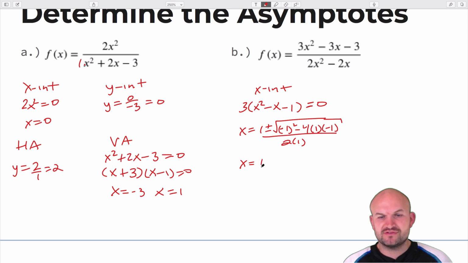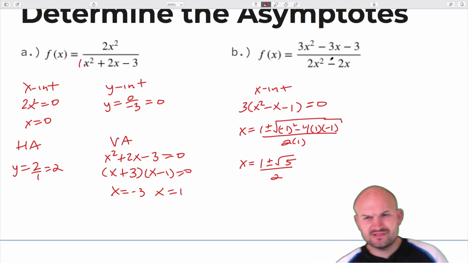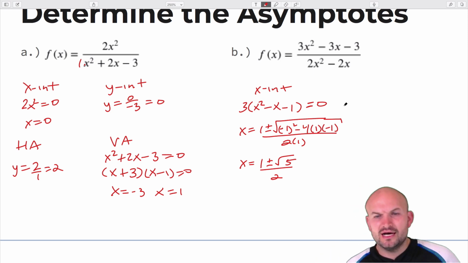That's going to be square root of 5. So 1 plus or minus the square root of 5 over 2. I should have done one that was non-factorable. Or that would have given me an x-intercept. Hopefully I did one of those. I think I do.